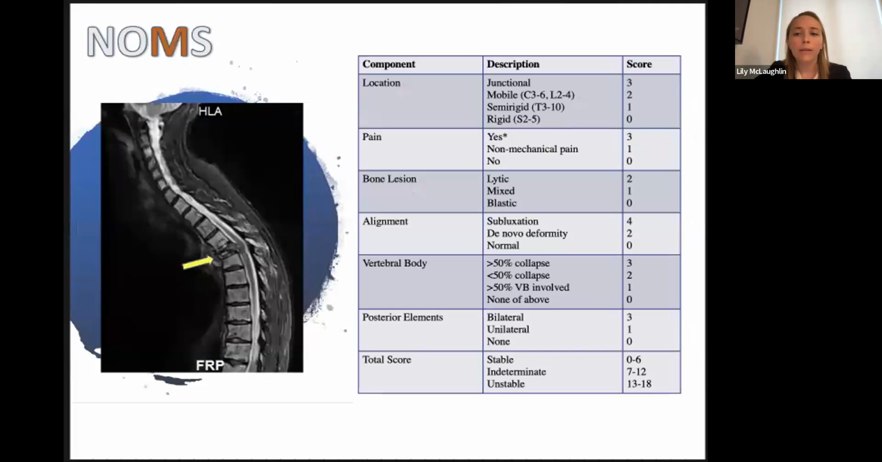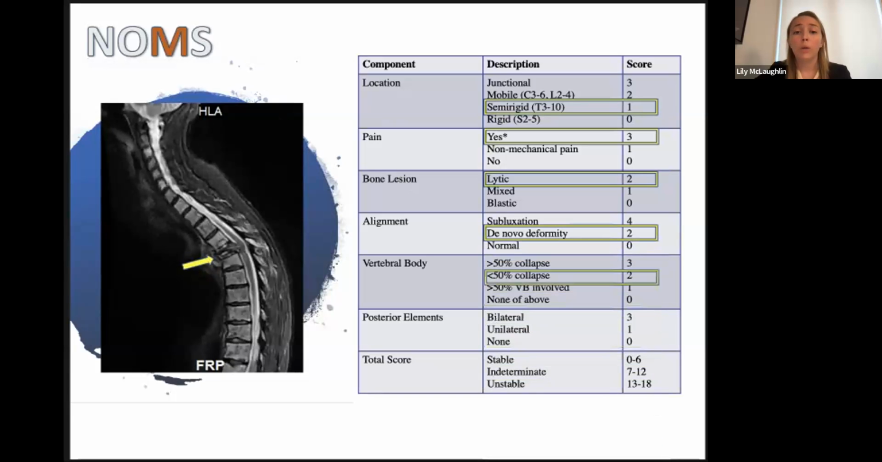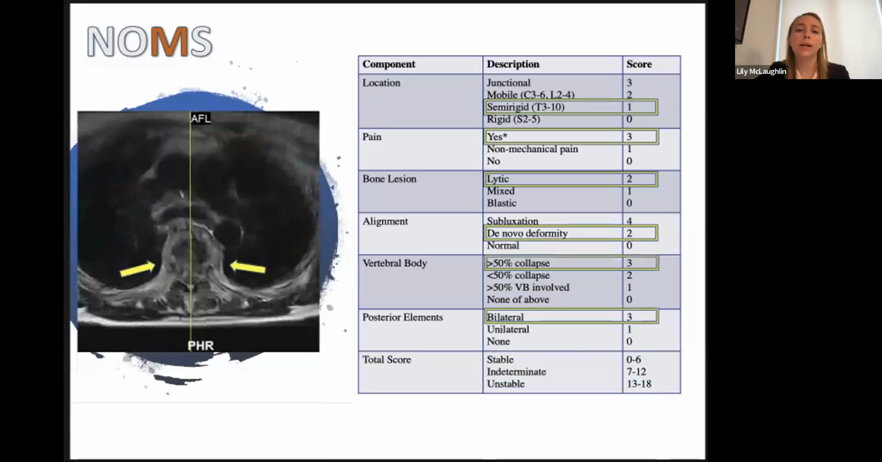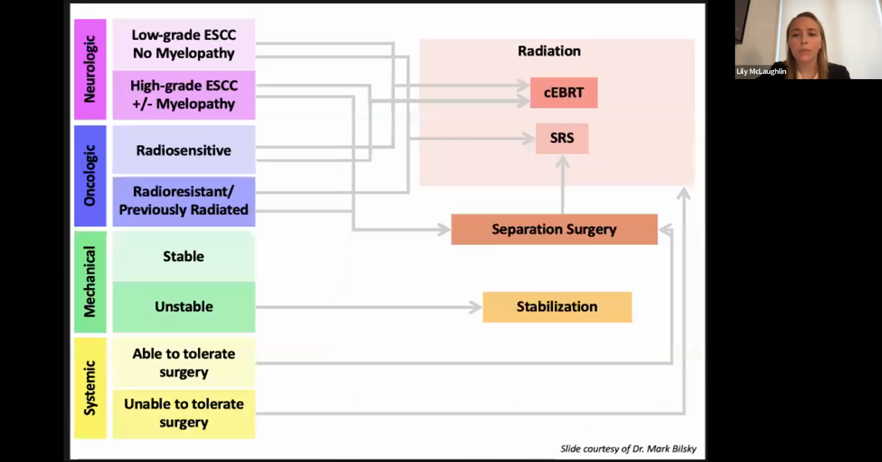And then mechanically, we have this T5 lytic lesion. We have mechanical pain, which is demonstrated by the patient's inability to lie flat in bed at night and that pain with movement. We have a segmental new kyphosis secondary to that T5 burst fracture, almost complete collapse of the vertebral body, and then bilateral posterior element involvement, which all in all results in a SIN score of 14, also known as an unstable spine. So what does the NOMS framework tell us about our patient? Well, first, we have this high-grade cord compression from a radio-resistant tumor.